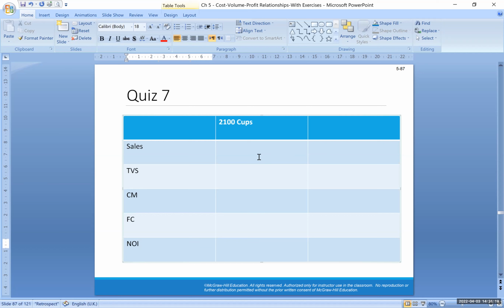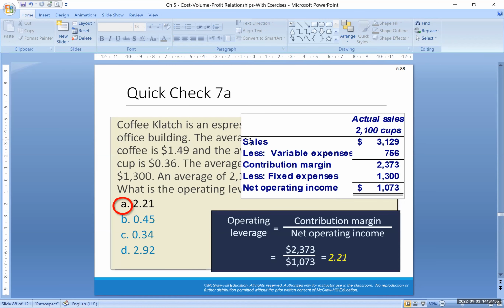No, sorry, I'm talking about a new company. So the price will be 1.49. 1.49 times 2,100. This equals what? Let's calculate it. 2,100 times 1.49 equals 3,129. $3,129 for the sales, right?